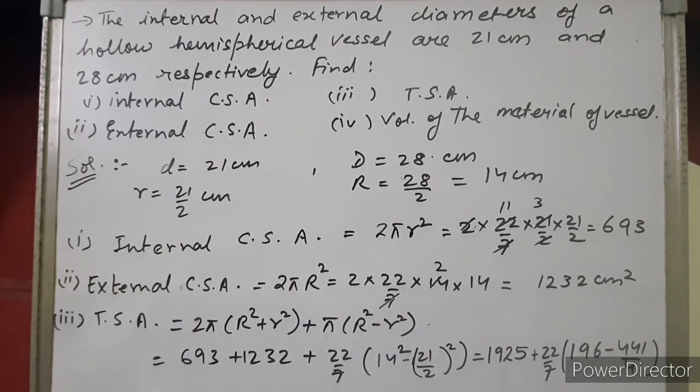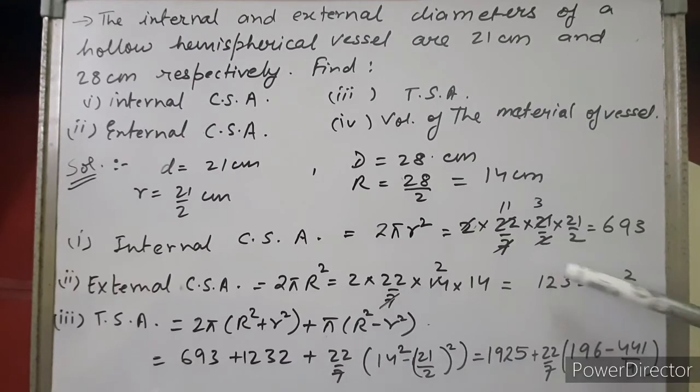Now the first thing that we have to calculate is the internal curved surface area, and if we remember the formula of the curved surface area of the hemisphere, it is 2 pi small r square, right? So small r will be the internal radius. So if we substitute the value of pi and r here, the value of pi is 22 upon 7 and r is 21 upon 2.